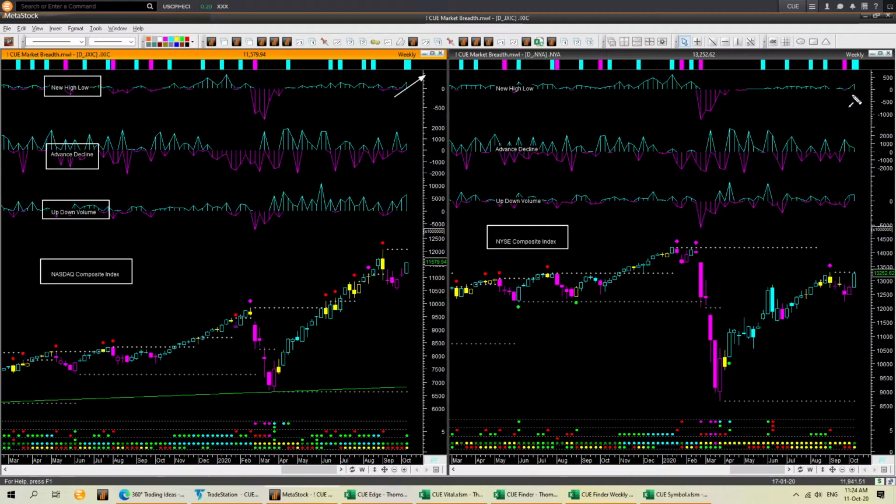New high low went up, advanced decline went up for Nasdaq but came down for NYSE, though it is still above zero for NYSE. Up down volume went up for both of them, and the indices themselves, Nasdaq Composite and NYSE Composite, both ended bullish in color and shape. So overall, this is pretty bullish.